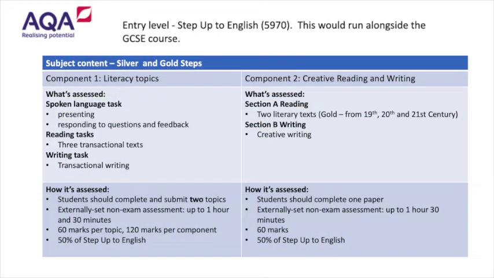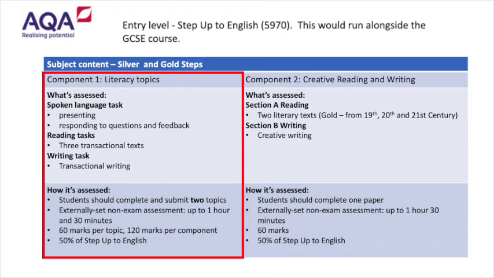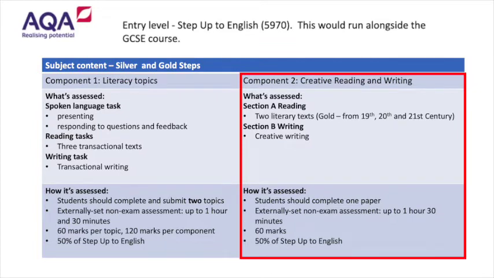We also offer entry-level Step Up to English for those students who may struggle to achieve a Grade 1 at GCSE. As you can see, the structure of entry-level is very similar to GCSE, especially as there are 2 exam papers externally set. We offer both silver or gold steps for entry-level. Component 1, Literacy Topics, is very similar to Paper 2 GCSE and the spoken endorsement. Component 2 will focus on creative reading and writing. This is very similar to Paper 1 at GCSE.